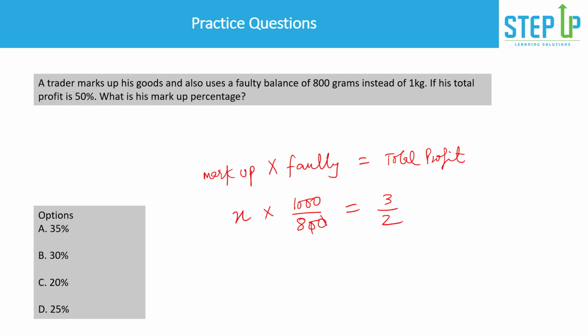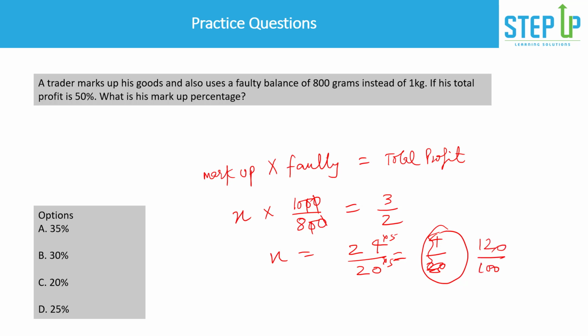Now these 2 zeros are gone here, and your X becomes how much? 3 into 8, 24 upon 20, right? Apply 24 by 20 into 5 also. So if you multiply this by 5, this will be 120 upon 100. So now this is easy for you to compare, saying that okay, there's a 20% markup.